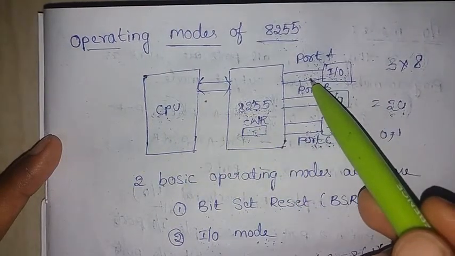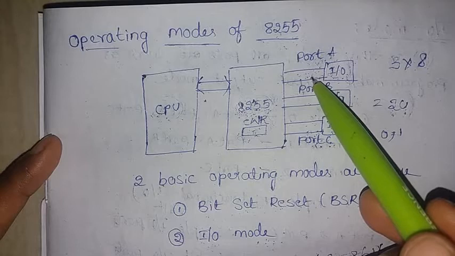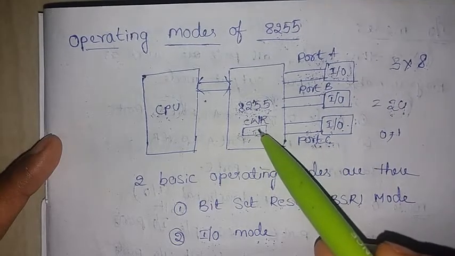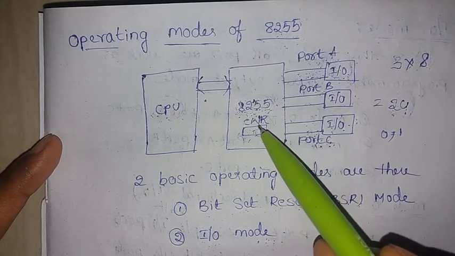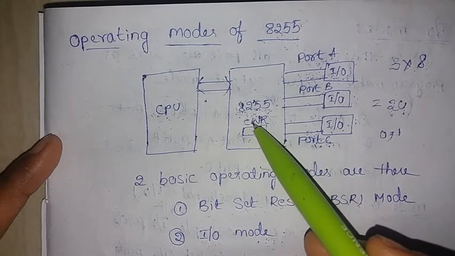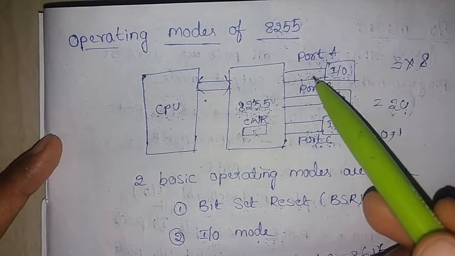And this port function can be changed either as input port or output port by using control word register. It is the register present internally in 8255. If you do the programming to the control word register, then the particular port function can be changed.